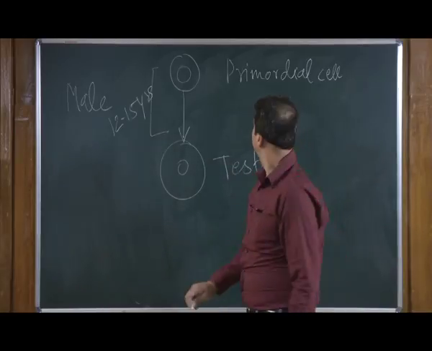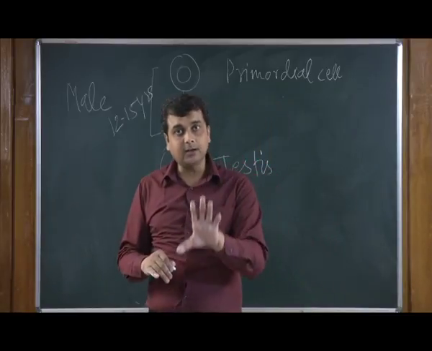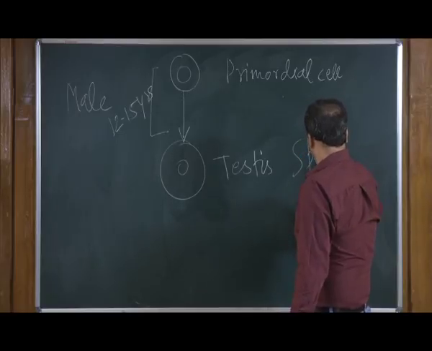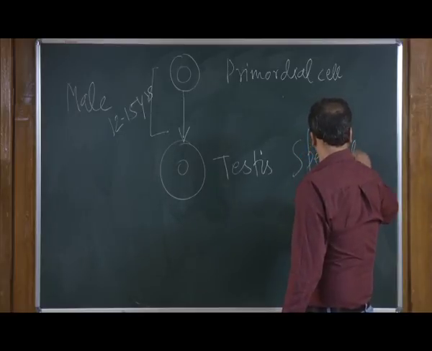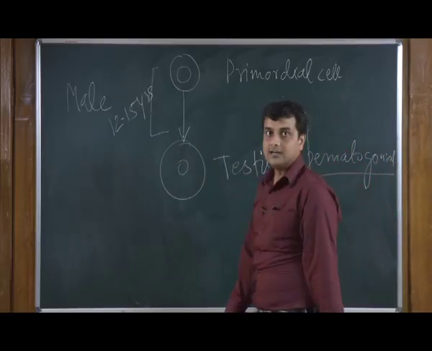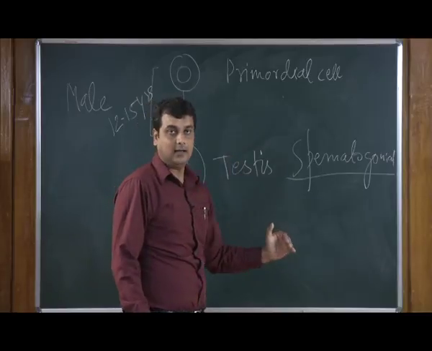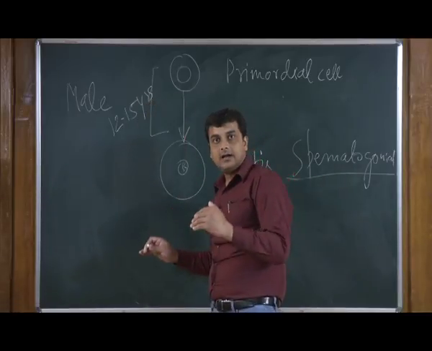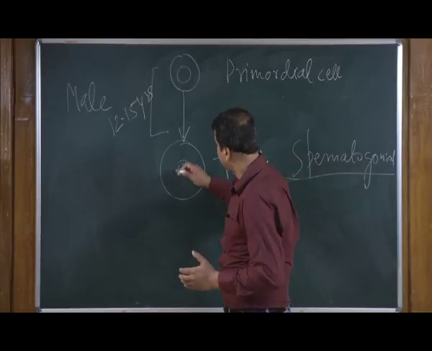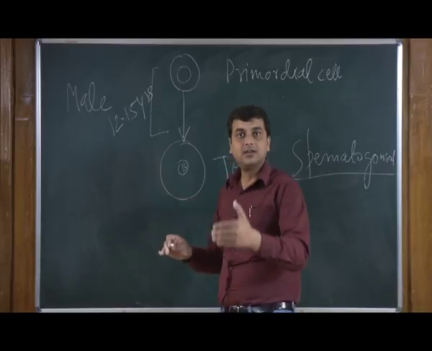So, this primordial cell is coming to the testis and after coming to the testis, what we are calling this as a spermatogonial cell. So, spermatogonial cell is the next form of primordial cell. So, this spermatogonial cell are dividing equationally. So, there is no change in the chromosome number. So, whatever chromosome number is there, that will simply transmitted to the next generation.